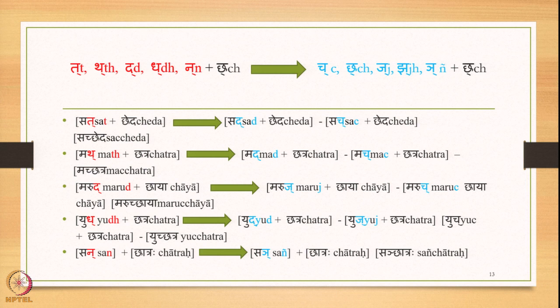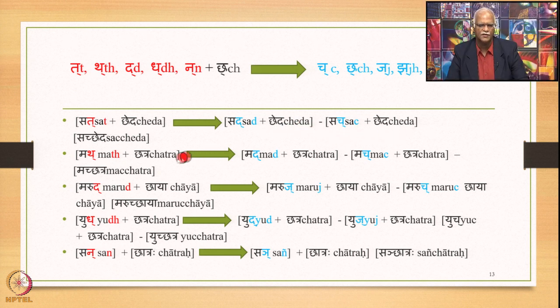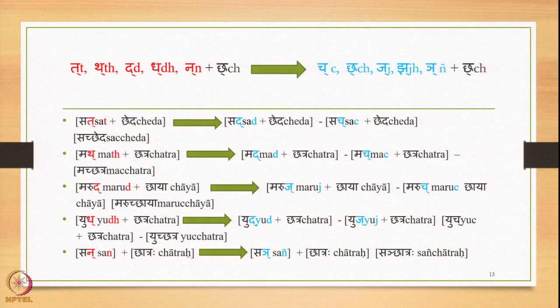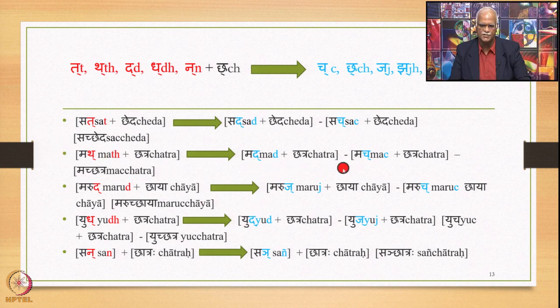And so we have sat plus cheda. Once again, ta is substituted by the, sad plus cheda. Then the gets substituted by j, saj cheda. Then j gets substituted by ch. So we have sach cheda, that is sat cheda. Then we have math plus chhatra, where th is substituted first by the, and then next this the is substituted by j, then j by ch. So we have mach chhatra, finally mach chhatra.